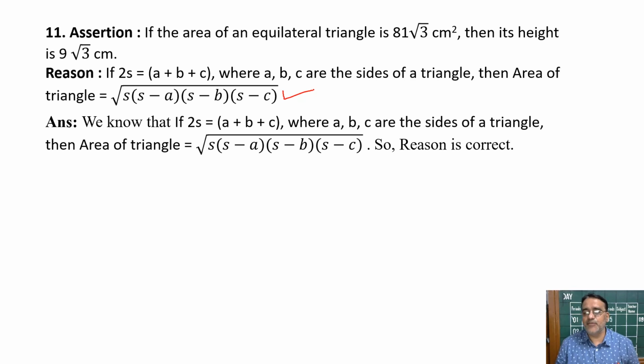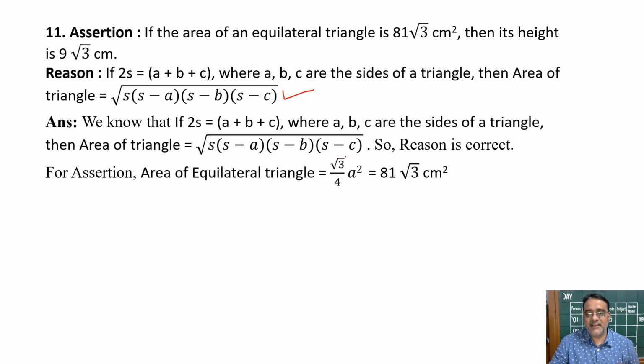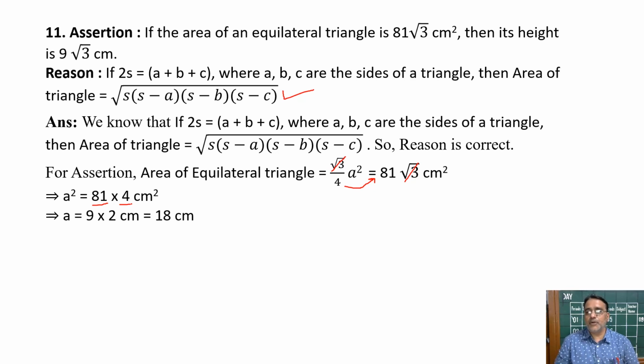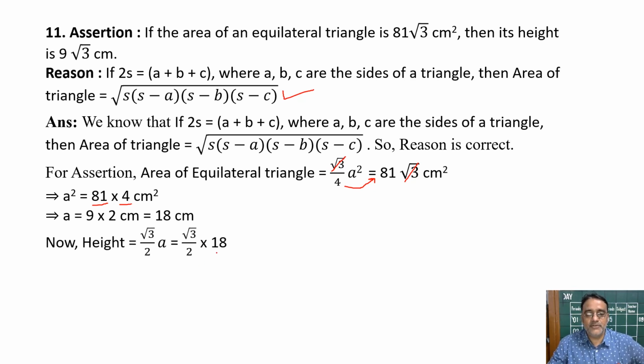Area of equilateral triangle, the formula is root 3 upon 4 a square, and that is given 81 root 3. So here again root 3 will be cancelled, and we'll get a square is equal to 81 into 4. 81 is also a perfect square, 9 square, and 4 is also a perfect square, so the square root will be 9 into 2. So what is the value of a? 9 into 2, 18. Okay, right. Now the formula of height is root 3 upon 2 a. So root 3 upon 2 into 18. So cancel this here. So we are getting 9 root 3 centimeter.